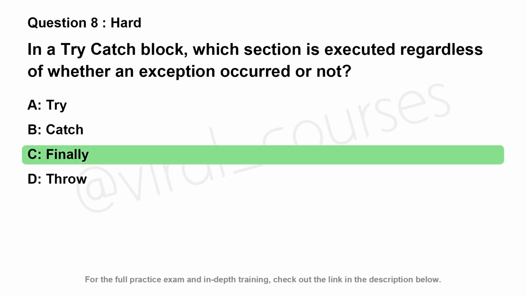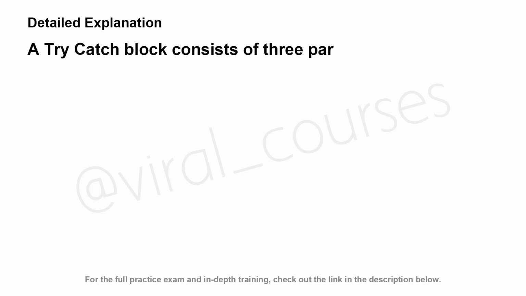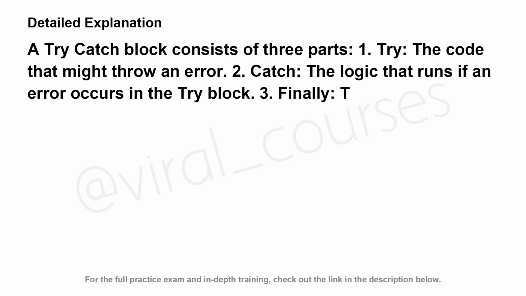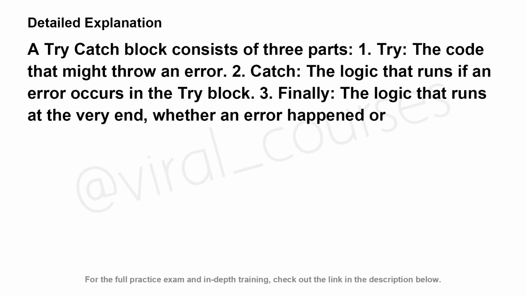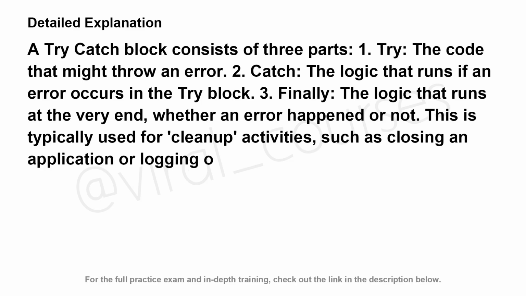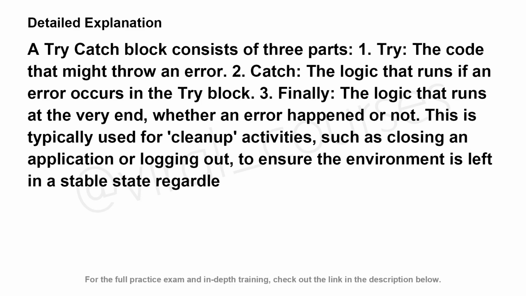The correct answer is C. A try-catch block consists of 3 parts. 1. Try, the code that might throw an error. 2. Catch, the logic that runs if an error occurs in the try block. 3. Finally, the logic that runs at the very end, whether an error happened or not. This is typically used for cleanup activities, such as closing an application or logging out, to ensure the environment is left in a stable state regardless of success or failure.